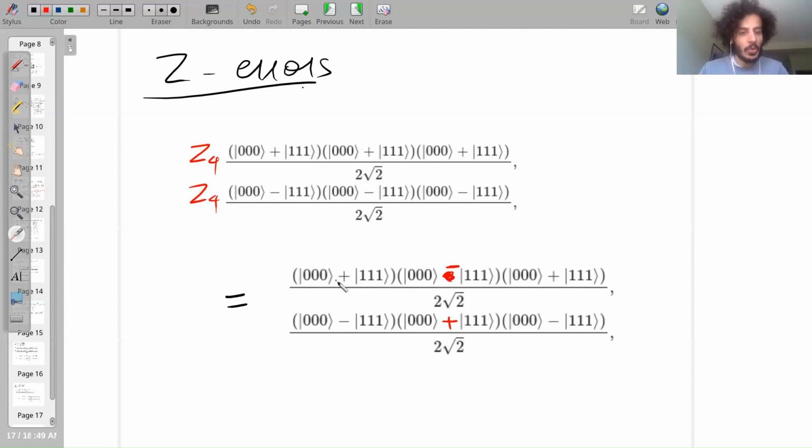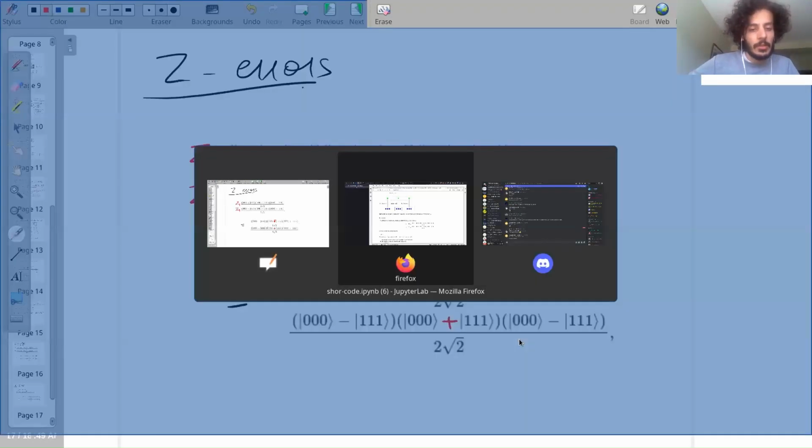Similarly, Z0, Z1, Z2, oh, Z1, maybe I should have. Yeah, I'm using one indexing, I guess. The first three Z on the first three qubits will also just flip this sign, and the Z on the last three qubits will also flip this sign. Okay, any of those.